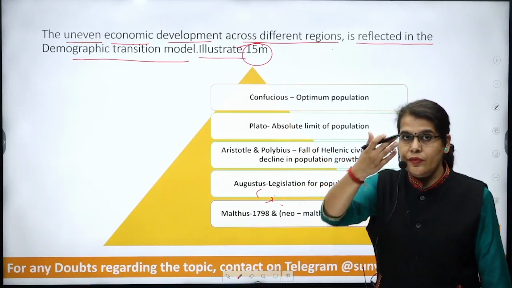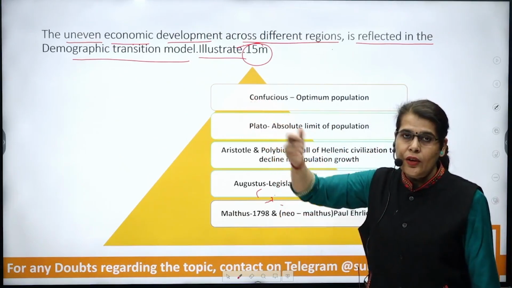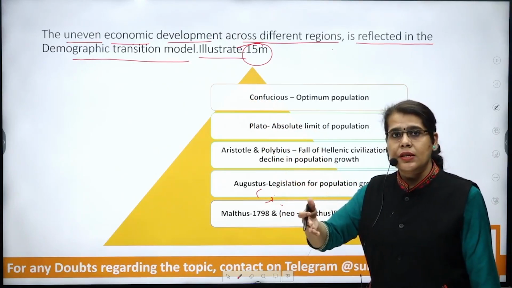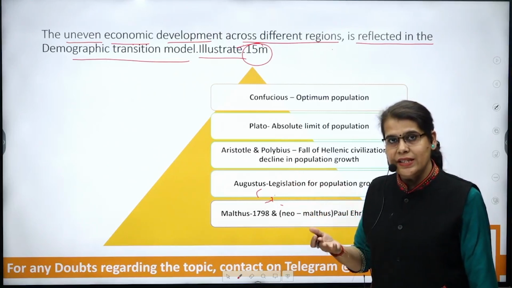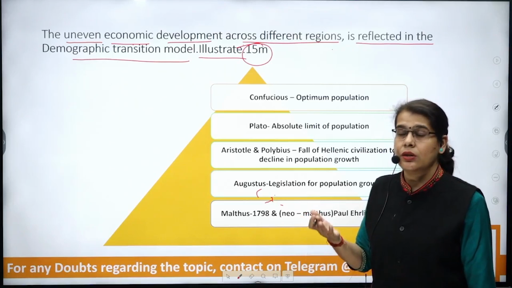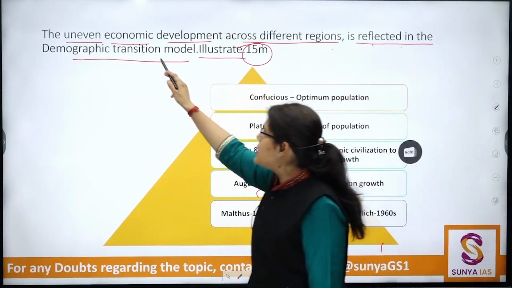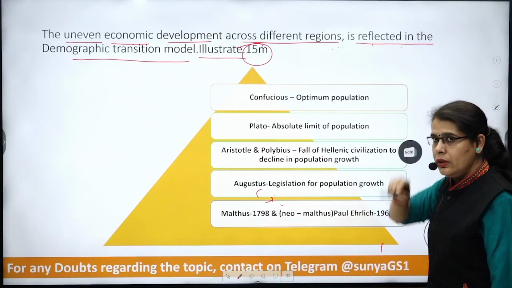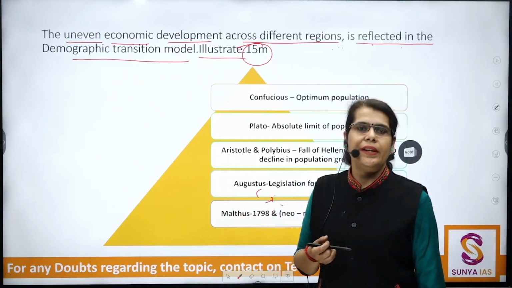We will do it at the scale of, let's say, maybe the continental level and even within some of the regions. So you can take the discussions around regions like South Asia, Southeast Asia, Europe, etc. is reflected in the demographic transition model. Illustrate. So how this uneven economic development is demonstrated across the DTM model.